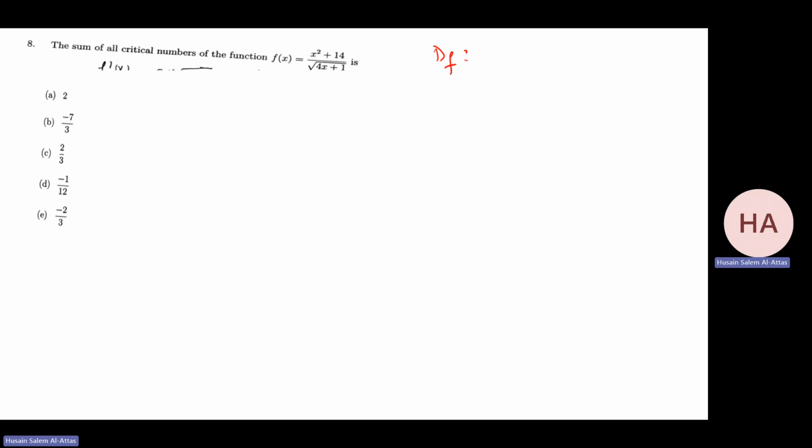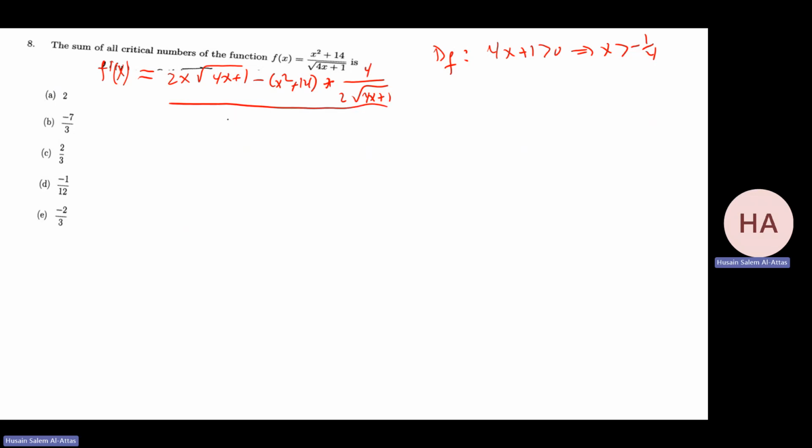Domain of f. I need 4x plus 1 to be positive. That means x greater than minus 1 over 4. Okay, now f prime at x will be what? Derivative of the numerator, which is 2x, times the denominator, minus the numerator, times the derivative of the denominator, which is 2 root 4x plus 1 times 4.